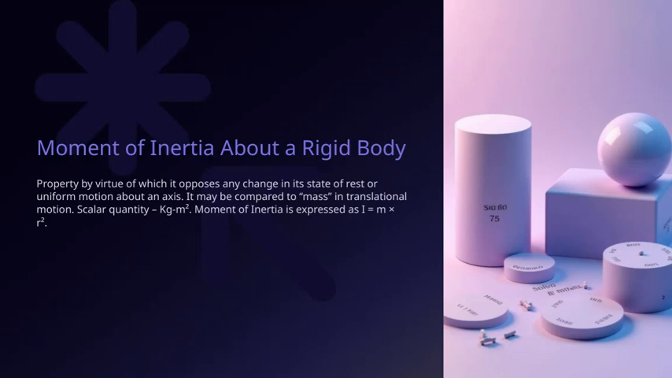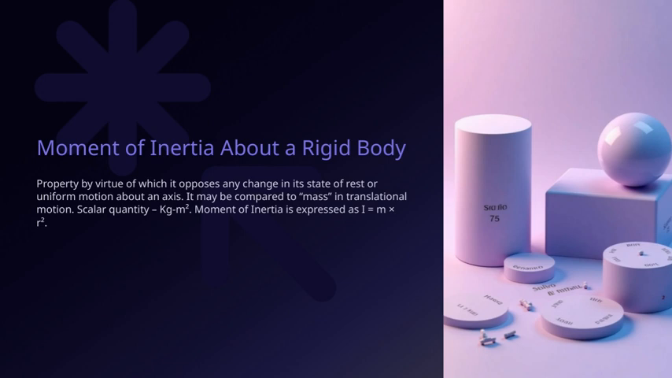So let's talk about a property that, by its very nature, opposes any change in its state of rest or uniform motion about an axis. This is a fundamental concept in rotational dynamics. You can think of it as similar to mass, but specifically for rotational motion.